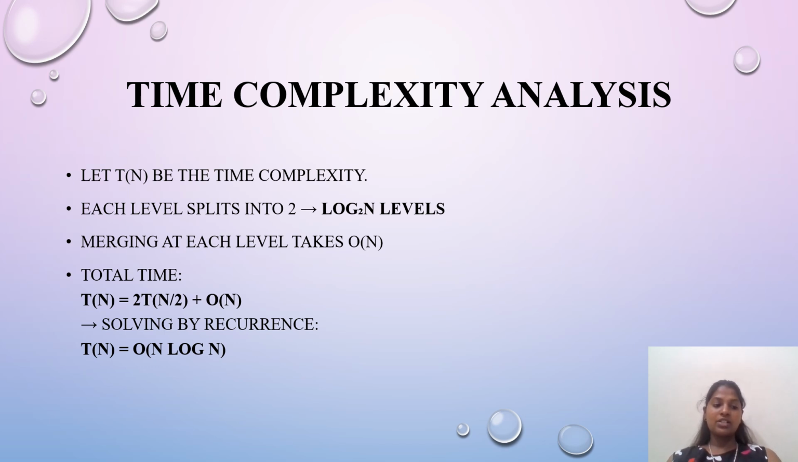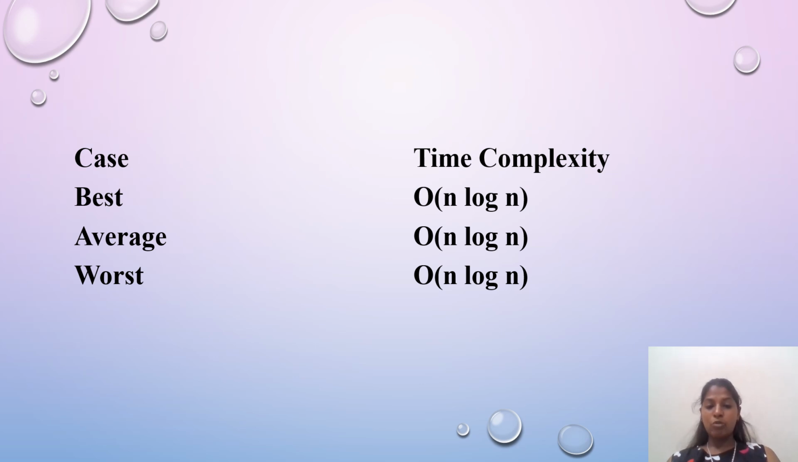This predictability makes merge sort reliable for large scale applications. Unlike quick sort, it does not degrade in the worst case. Here we can see the time complexity of the cases. Best case completes in time complexity of O(n log n), like that.